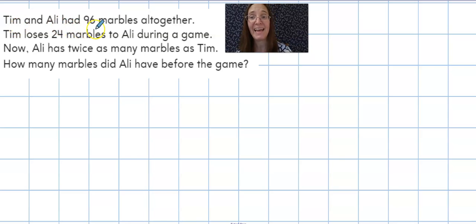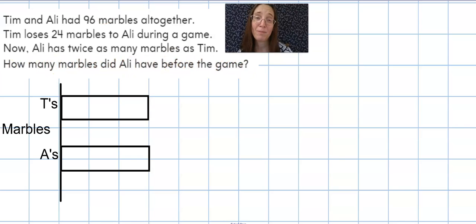Tim and Ali had 96 marbles altogether. Tim loses 24 marbles to Ali during a game. I believe when you play marbles, you have a chance to take marbles from your competitor. Now Ali has twice as many marbles as Tim. How many marbles did Ali have before the game?